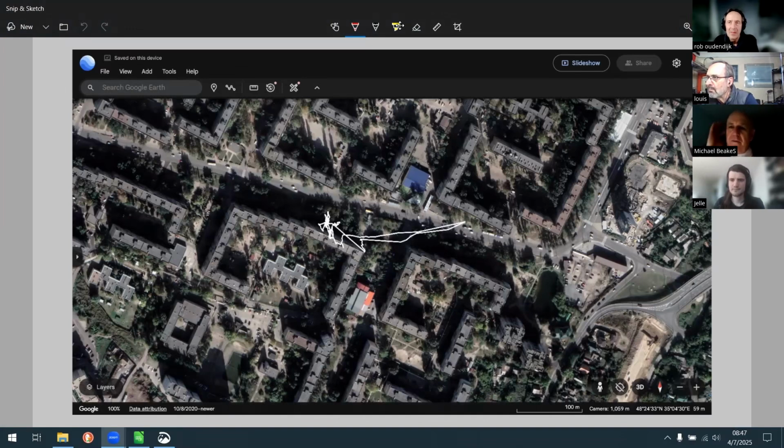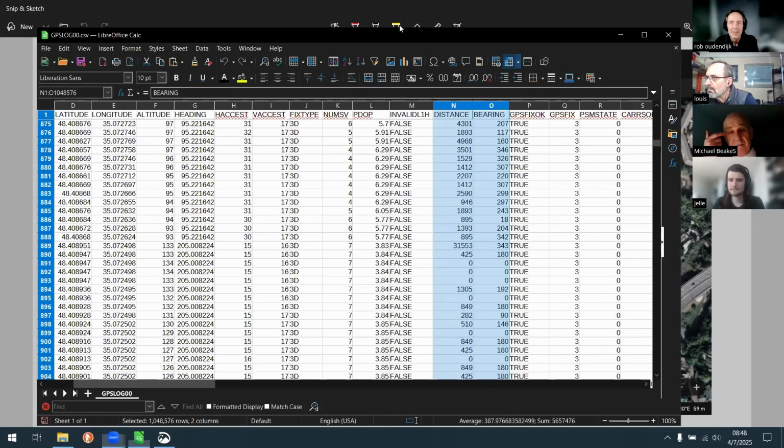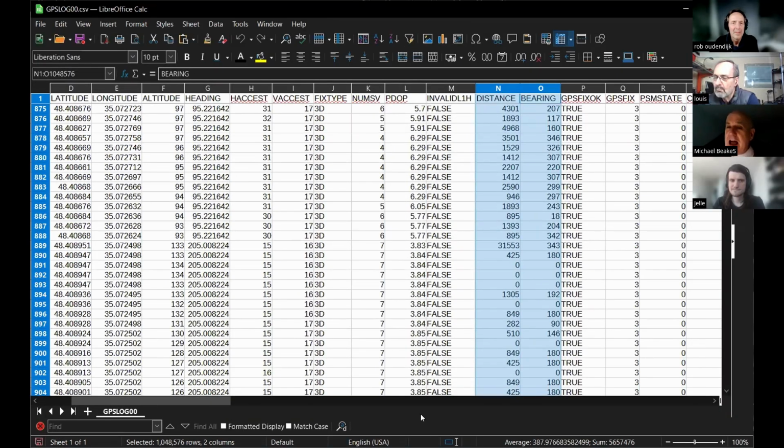If you had a GPS log like the one I sent, I can take that out and use that in the emulator.